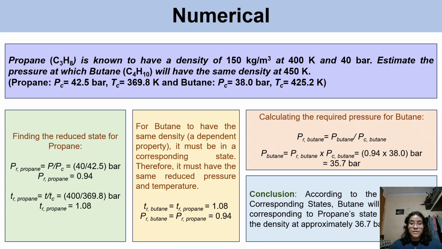So according to the theorem of corresponding states, butane will be in a state corresponding to the propane state and will have the same density at approximately 36.7 bar using the corresponding states principle.